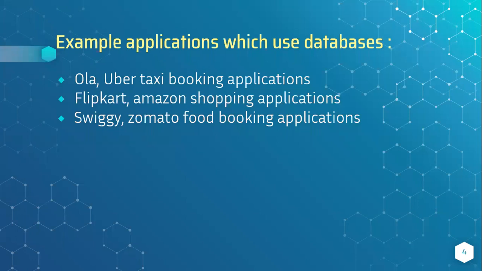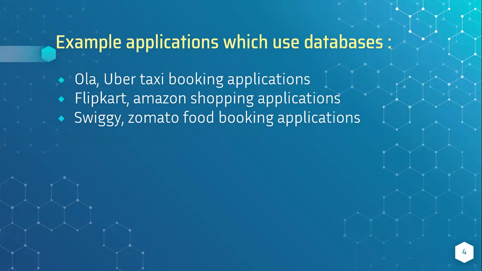So if you take Swiggy, Zomato food booking application, in the Swiggy database, it contains restaurant information, one table, customers information can be another table, orders or bookings can be another table. Like that, in each database, there will be multiple tables.